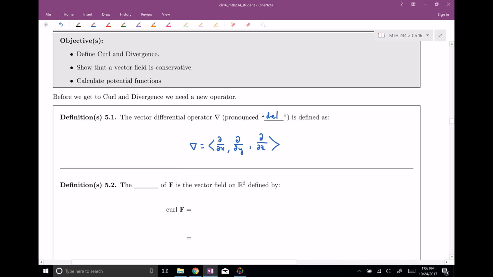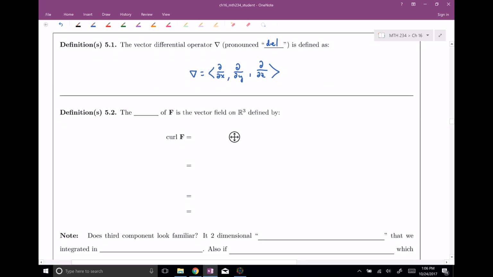Now on its own, this is kind of a sad object. It doesn't really mean a lot unless you say what to take a partial with respect to. And so you don't usually see this thing sitting by itself, but it acts on vector fields. We can act on vector fields in a couple different ways. In the first way, you get the curl of f. Again, you define this maybe in R3. The curl of your vector field f is what happens when you take this del operator and do the cross product along with your vector field f.